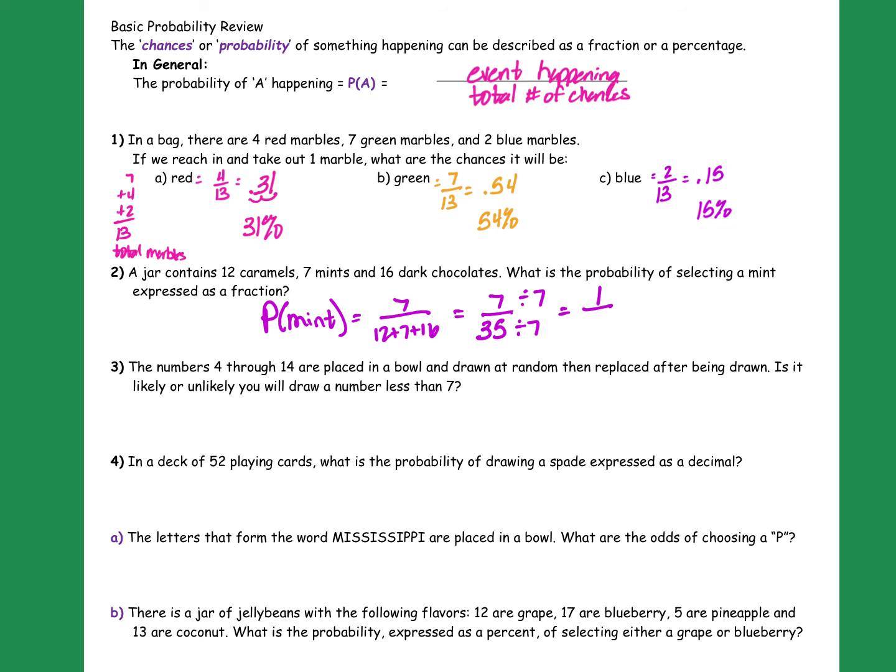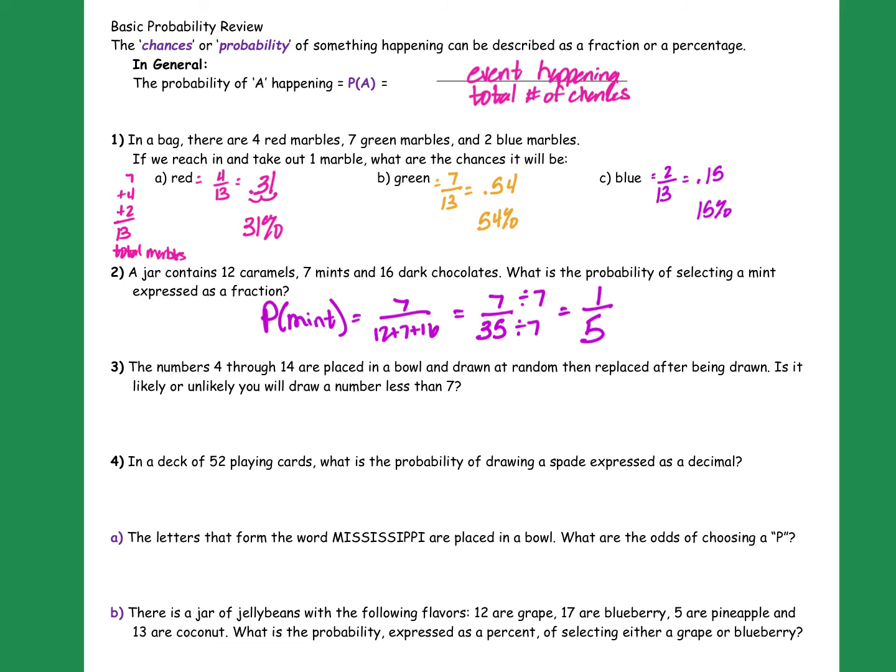How many times does 7 go into 35? 7 times 1 is 7. Okay, so how many times does 7 go into 35? 4. 7 times 4 is 28. Oh, so it goes in 5 times. Thank you. So the probability of drawing a mint is 1/5. 1 out of 5. That's all division is, unmultiplying.